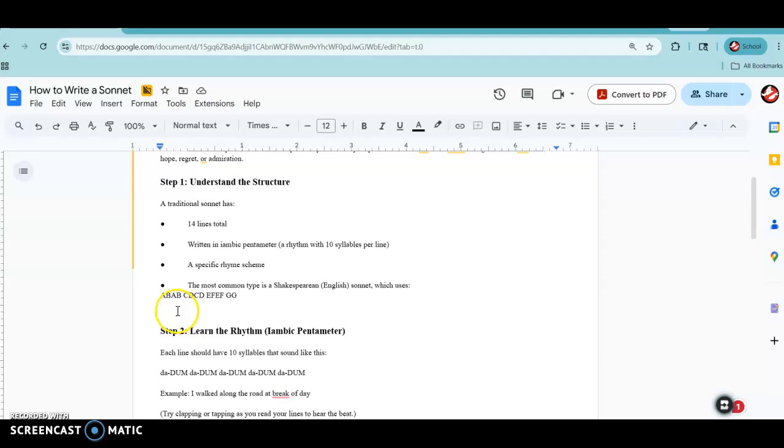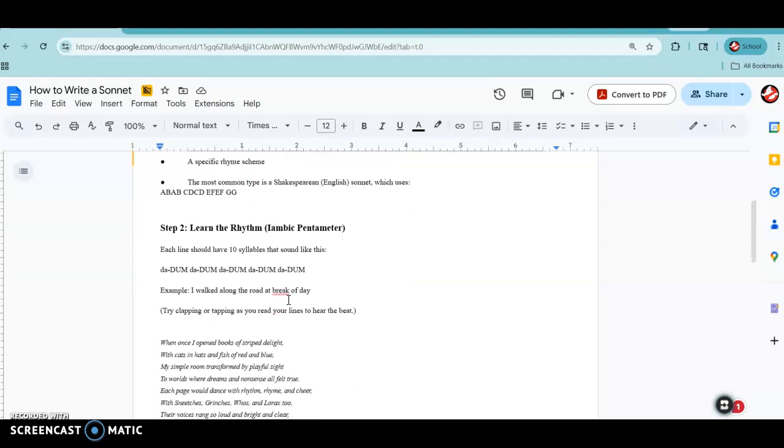The rhyme scheme, y'all, is called a Shakespearean sonnet, also known as an English sonnet. Nobody calls it an English sonnet. It's a Shakespearean sonnet. A, B, A, B, C, D, C, D, E, F, E, F, G, G. There's the rhyme scheme right there, okay?